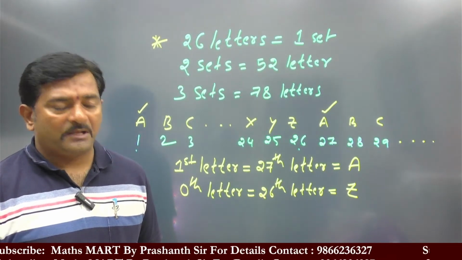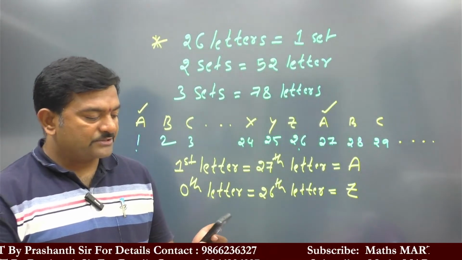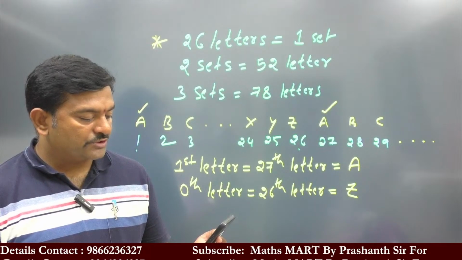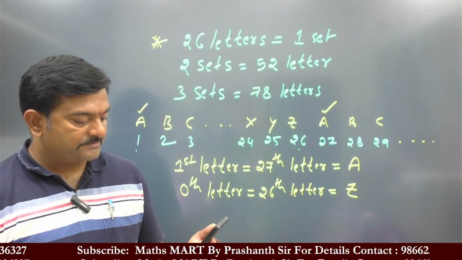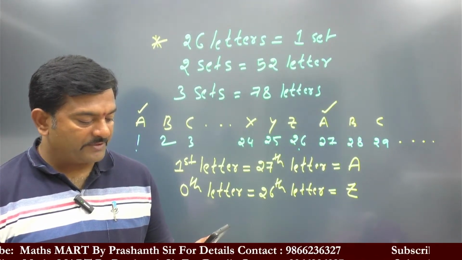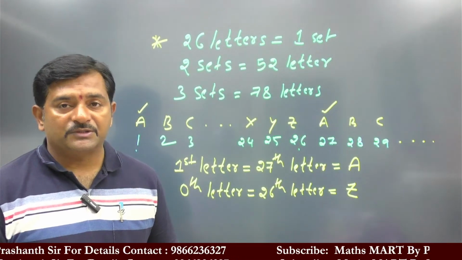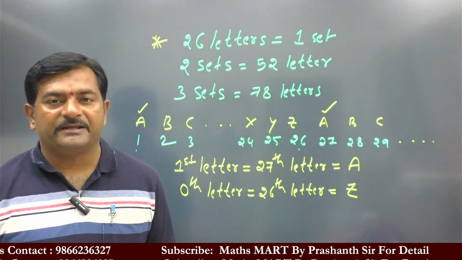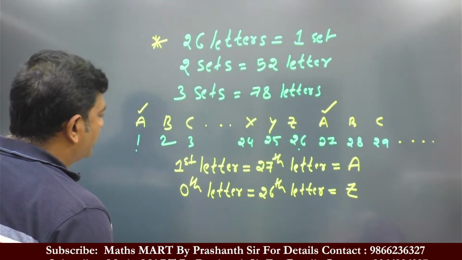Now tell me, what is the 0th letter in the alphabet? Shall I take the 0th letter? No response? Whoever is watching this video, tell me, I can read your comments. What is the 0th letter? Z. Very good. So 0 means Z we can take, and similarly 26 also Z. First letter is A and 27th letter also A. Okay, this is regarding the second point.